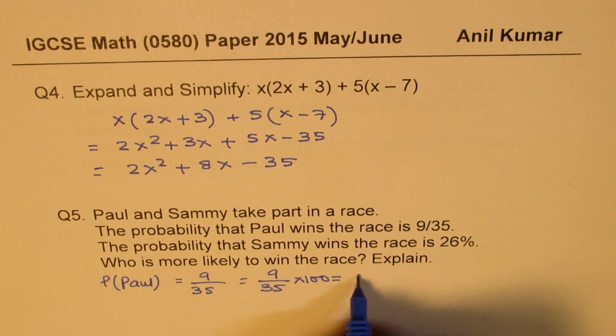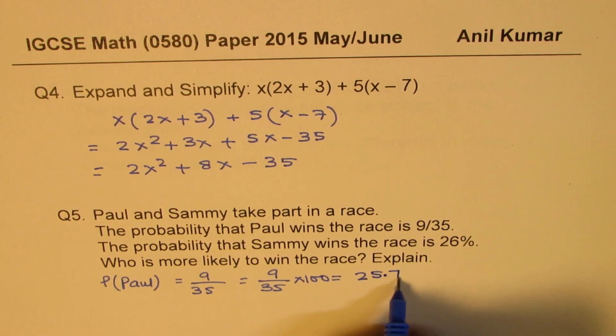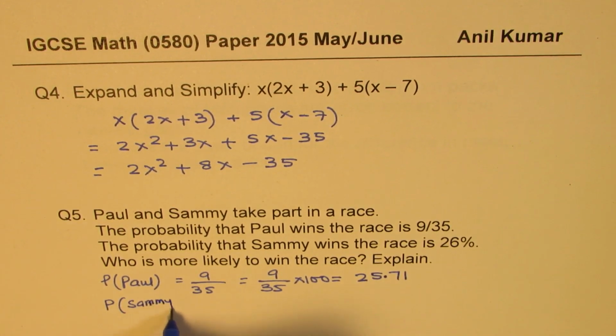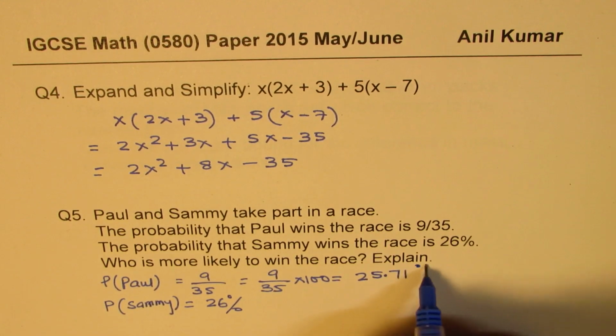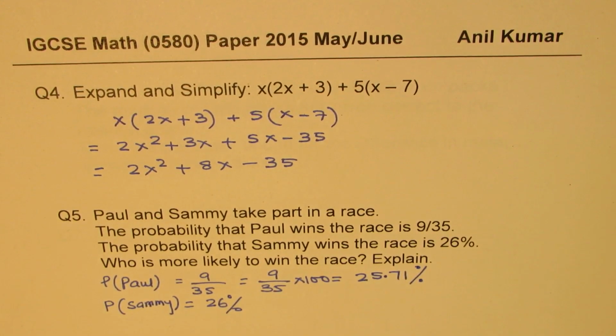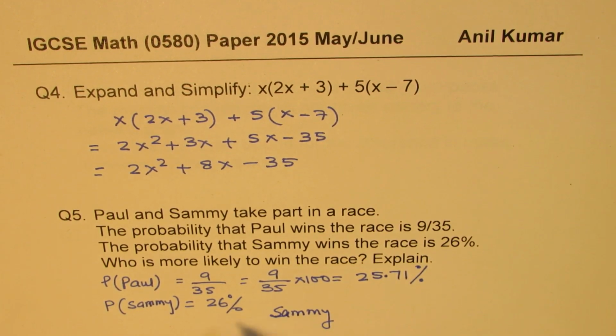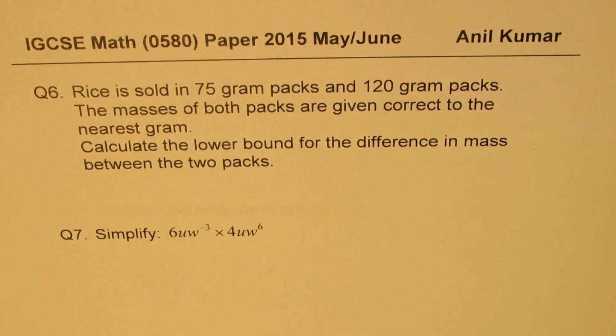So 9 divided by 35 times 100 is equal to, in decimals, 25.71. On the other hand, probability for Sammy is given to us as 26%. Clearly, 26% is more than 25.71%. So who is likely to win the race? It is Sammy. Sammy is likely to win, since the probability is higher, maybe by a very small percentage.